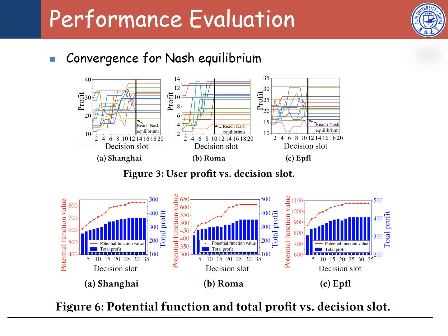We conduct simulations based on three real-world datasets. Figure 3 shows the dynamics of the profits of 15 users. It is obvious that the profit of the user changes with the decision updates in the beginning and can converge to a stable point. Figure 6 shows the value of the potential function and the total profits of all users can converge to an equilibrium state. The above simulation results verify the convergence to the Nash equilibrium.